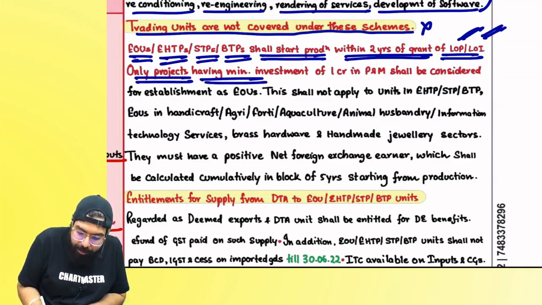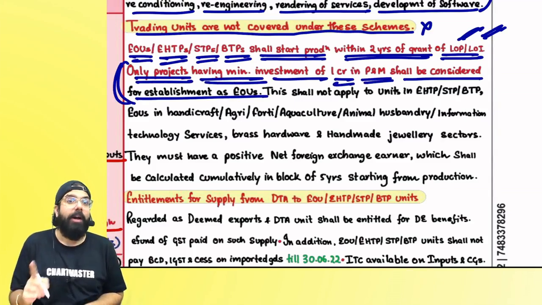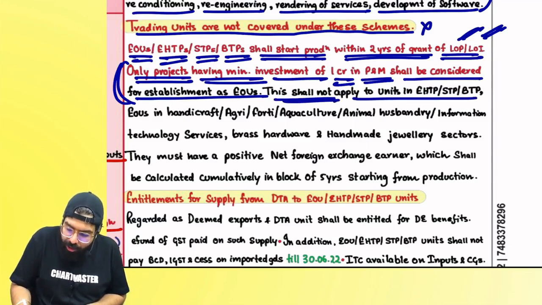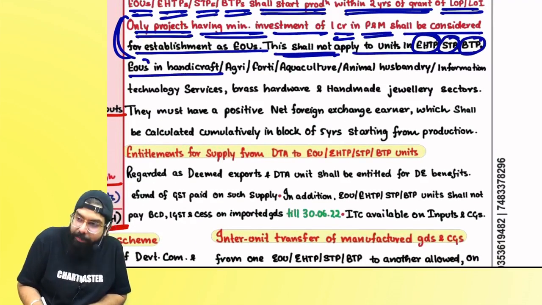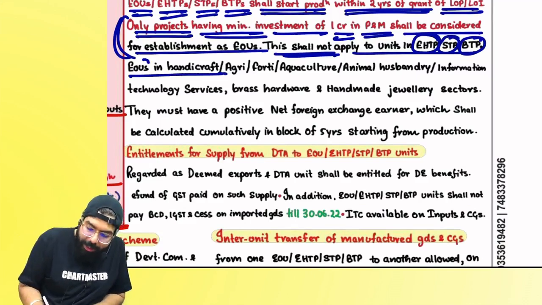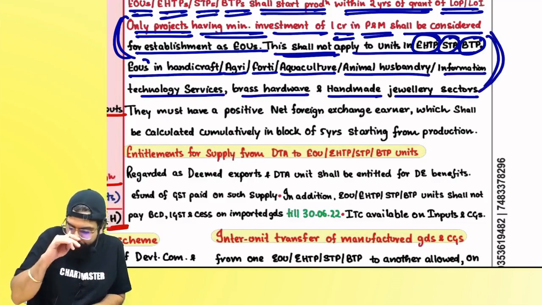Only projects having minimum investment of how much? 1 crore plant and machinery shall be considered for what? EOU. EOU may, if you want to set yourself up, how much plant and machinery investment? 1 crore. This shall not apply to ESTP, Electronic Hardware Technology Park, Software Technology Park, Biotechnology Park, EOUs in handicraft. Baba, handicraft wala, you are telling 1 crore you have to minimum invest. Sir, handicraft, agriculture, horticulture, aquaculture, animal husbandry, information technology software, brass hardware and handmade jewelry sector. For these people, 1 crore limit not applicable.